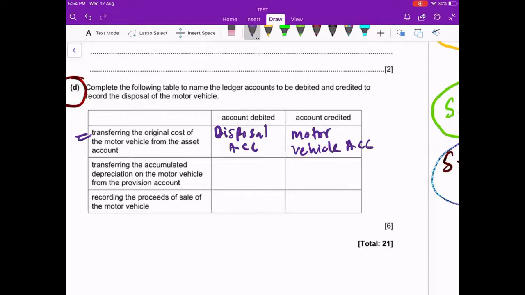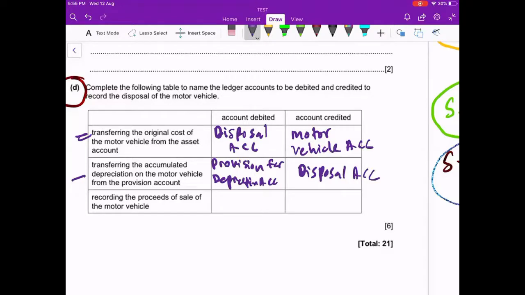Number two, whenever you transfer the accumulated depreciation, what debit, what credit? You will debit the provision for depreciation account, and you can write accumulated depreciation also. It's the same thing. You will credit the disposal account. Debit the provision for depreciation account, you credit the disposal account.